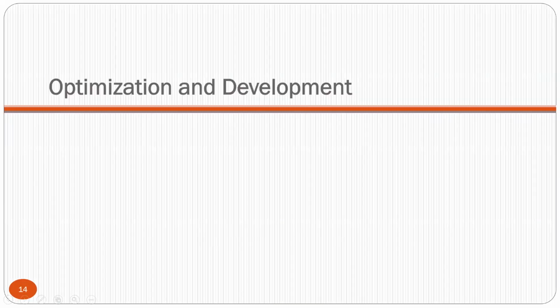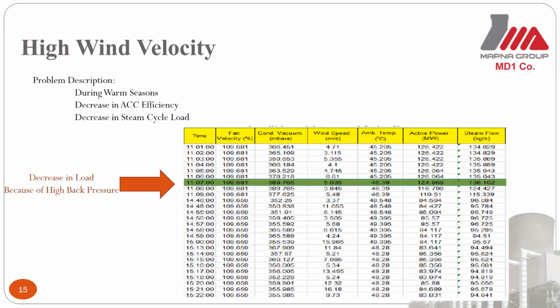Okay, next part: optimization and development. In this section, I would like to review some of the optimization and development work performed in our previous projects. For example, in one of our projects, located in a hot area in the south of Iran, we got feedback indicating that ACC efficiency, followed by the steam cycle, decreased during warm seasons.